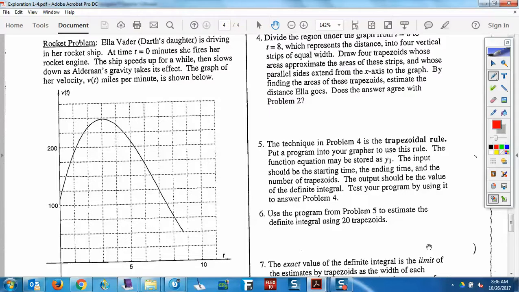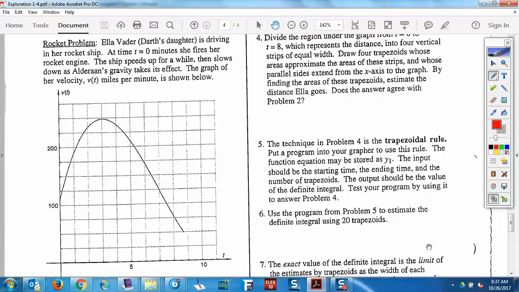We'll eventually be able to get enough of them that we'll be able to see where it goes. So we did that already in 7. Make a conjecture about the exact value of the definite integral. That's 1,520, we thought. Okay, now this is a different question.